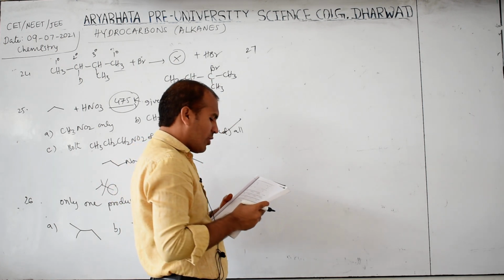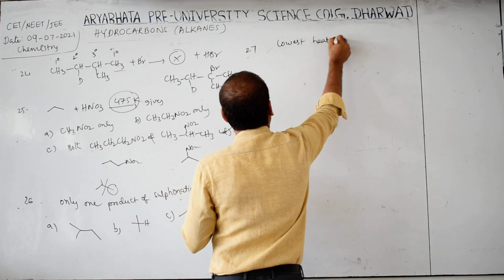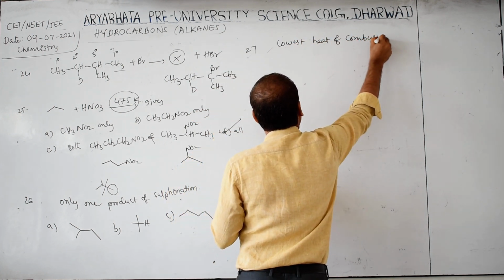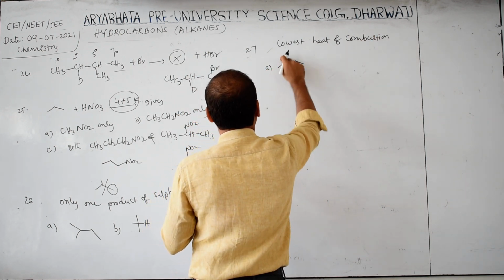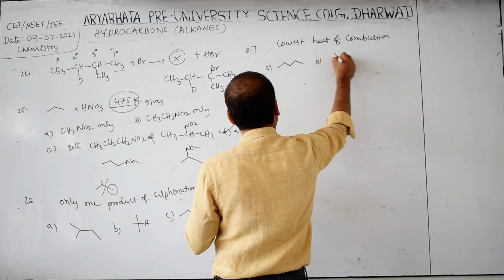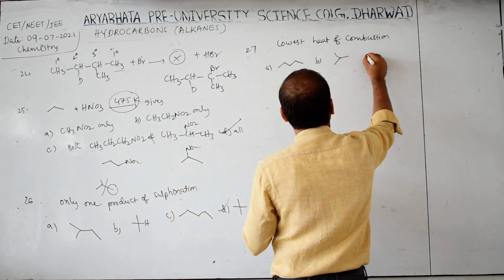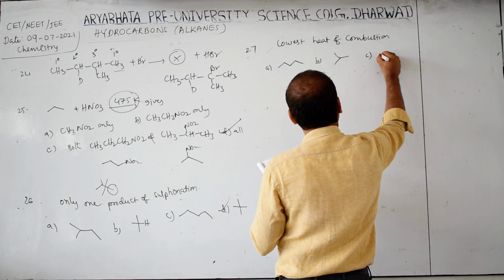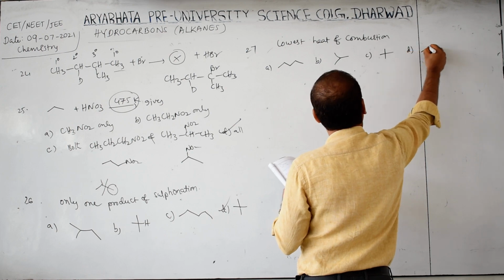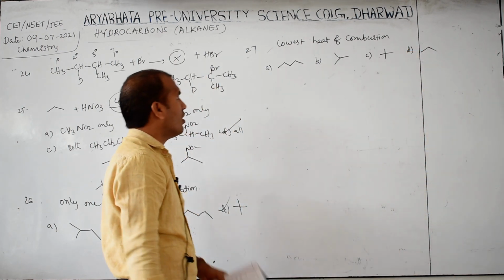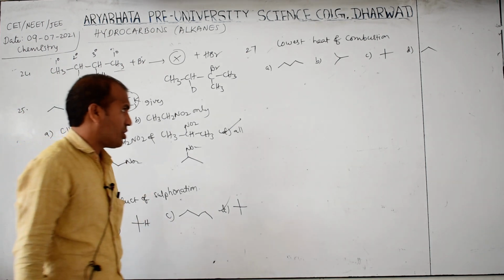Which of the following has the lowest heat of combustion? Lowest heat of combustion. So options are given here. A. N-pentane, 1, 2, 3, 4, 5. B. Isobutane, 1, 2, 3, 4. C. Neopentane. D. Propane. Then select this. Which of the following has the lowest heat of combustion?